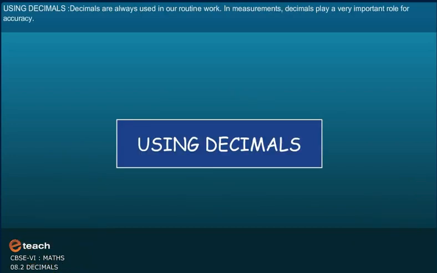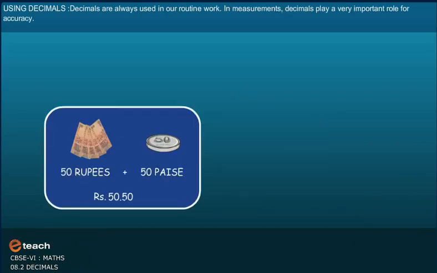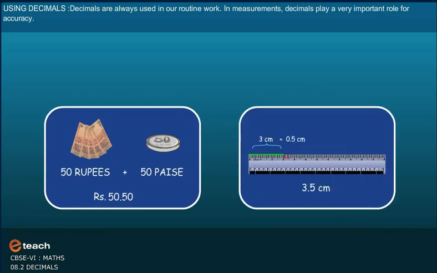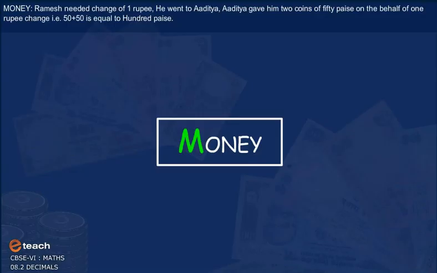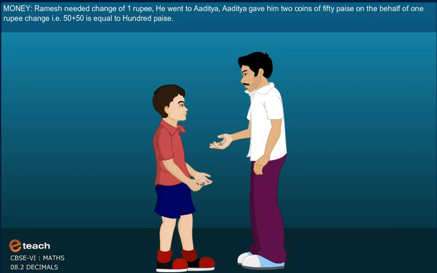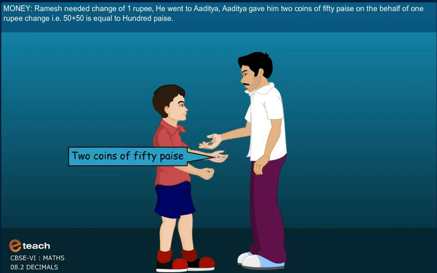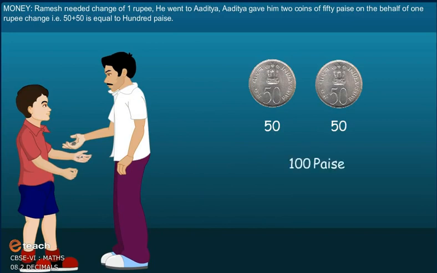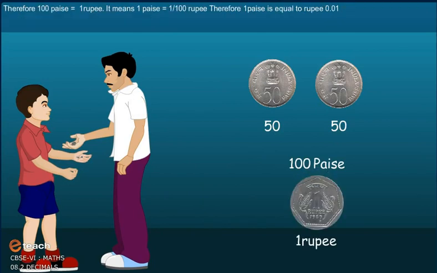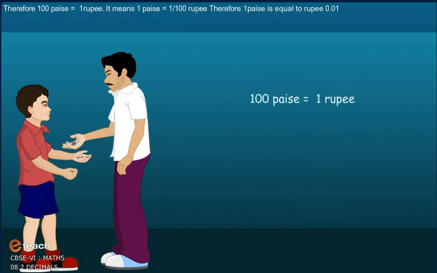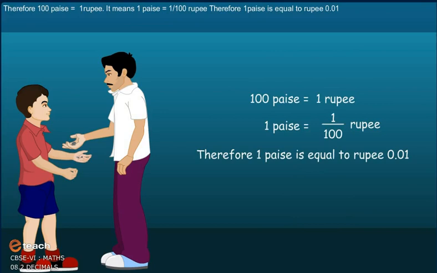Using decimals. Decimals are always used in our routine work. In measurements, decimals play a very important role for accuracy. Money. Ramesh needed change of 1 rupee. He went to Aditya. Aditya gave him 2 coins of 50 paise on behalf of 1 rupee change. That is, 50 plus 50 is equal to 100 paise. Therefore, 100 paise is equal to 1 rupee. It means 1 paise is equal to 1 by 100 rupee.